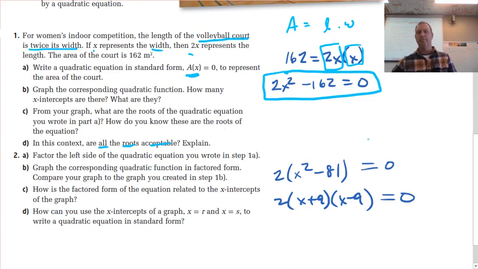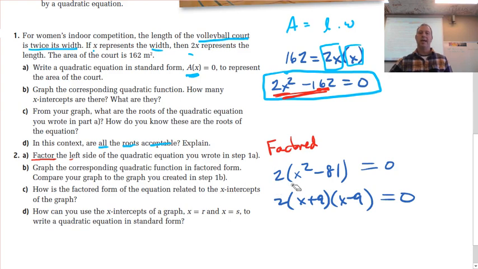Okay, step 2. Factor, and again, I've done this for you on the side already. Factor the left side of the equation. So here's the left side. If we factor it, you can remove a common factor of 2 from both of these terms. And then you write 2 times what's left over, x squared minus 81. So this is factored right here.